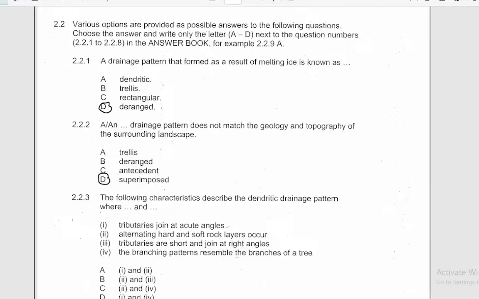How do those two differ? Right, when a drainage system is superimposed, it means it's put onto a new landscape. Initially, the river was somewhere on higher ground, and maybe there was a landscape here. Maybe there is a landscape which is underground.